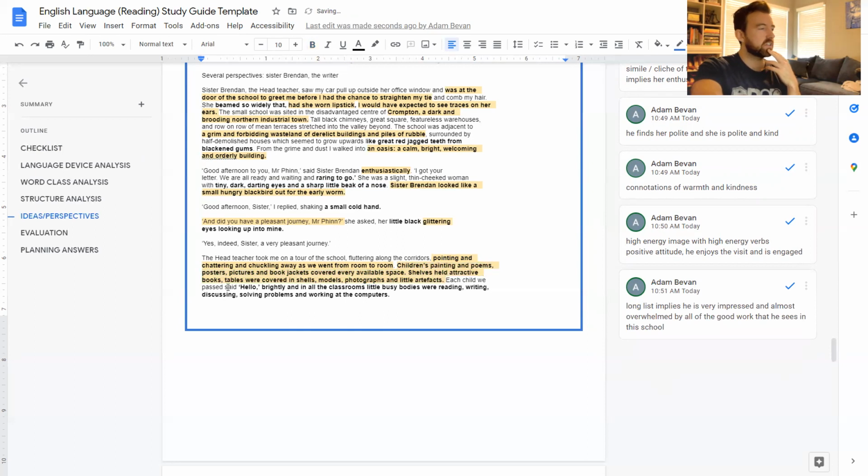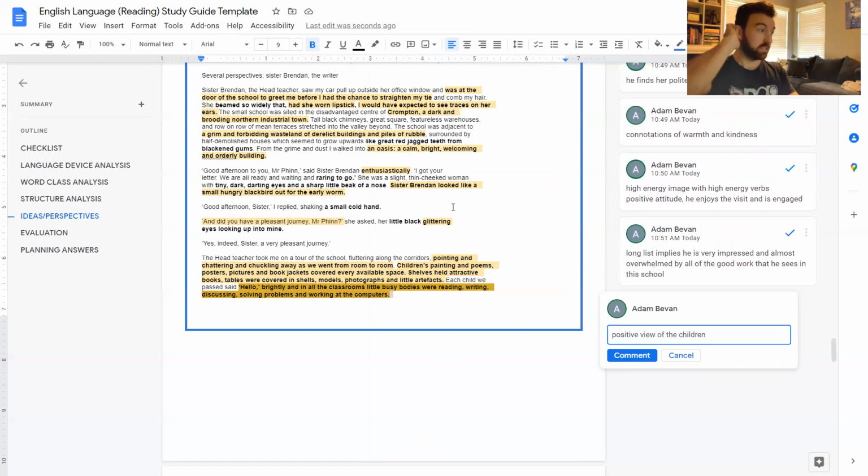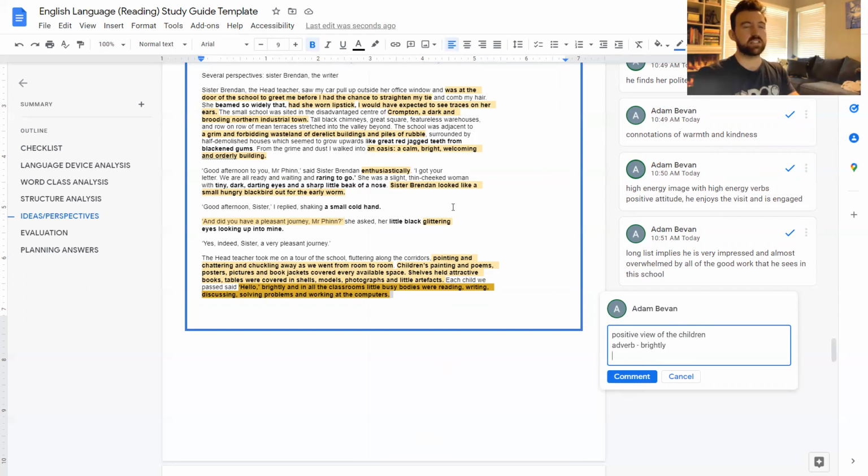And then finally, he comments on the kids. "So each child we passed said hello brightly, and in all the classrooms, little busybodies were reading, writing, discussing, solving problems, and working at the computers." So this is a very positive view of the children. He has clearly a very positive view of the children. You've got the adverb "brightly," so the fact that they all speak brightly. This is very pleasant. It seems like they mean it, and that would endear him to them more.